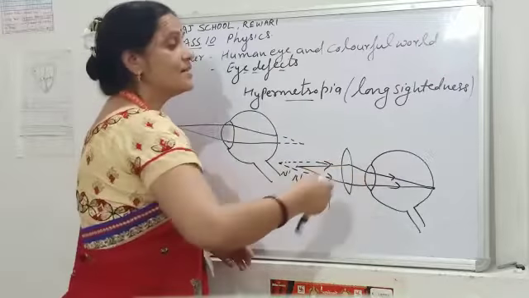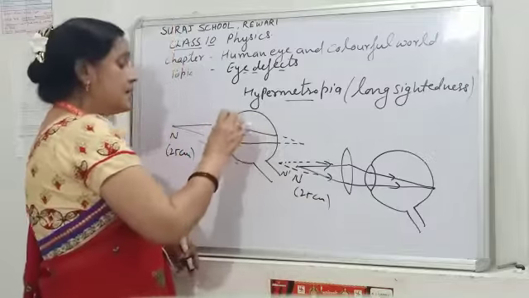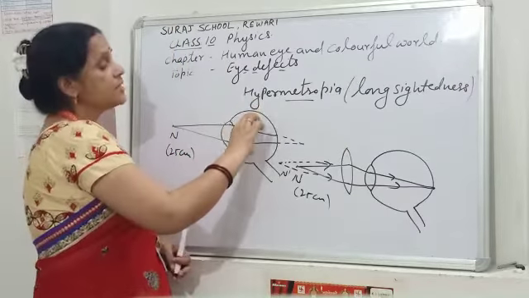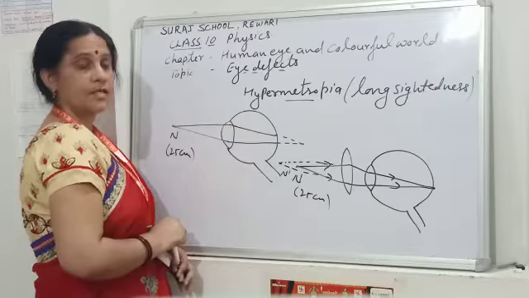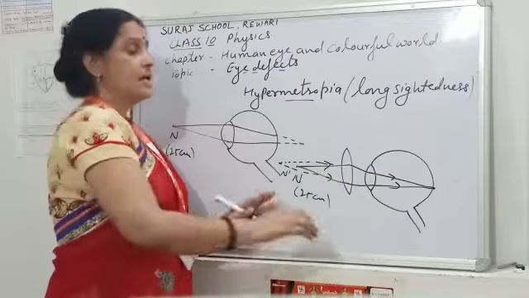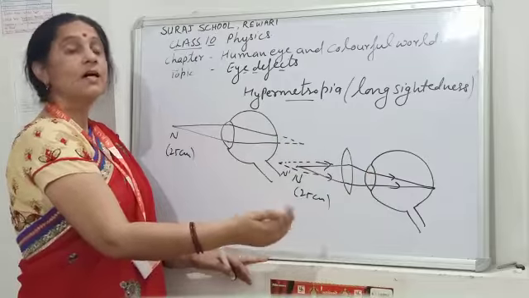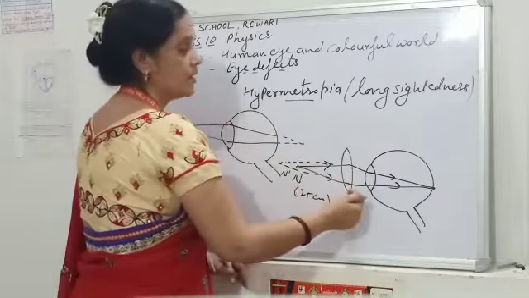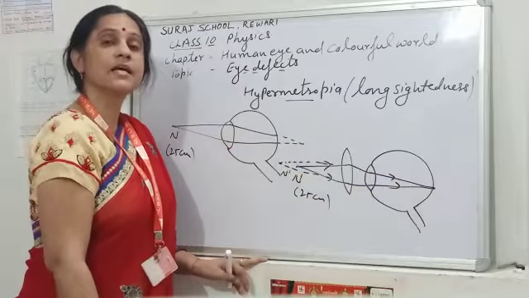Why is the convex lens used to correct hypermetropia? We see that in hypermetropia, in the defected eye, the converging power of the eye lens decreases. So, if we use the converging lens, it corrects the lower converging power of the eye lens, and light rays reach the retina and the image can be formed.